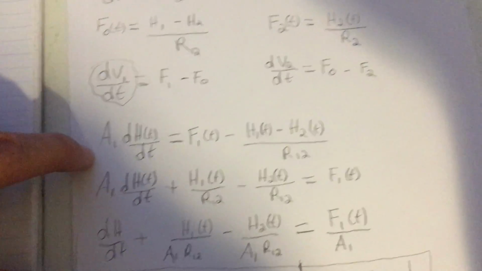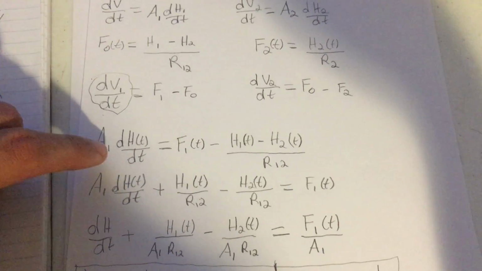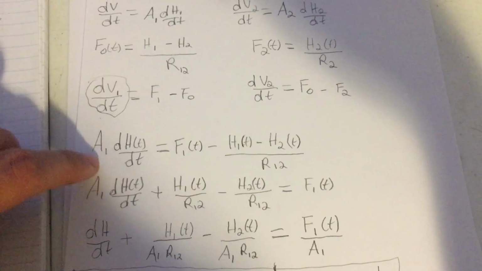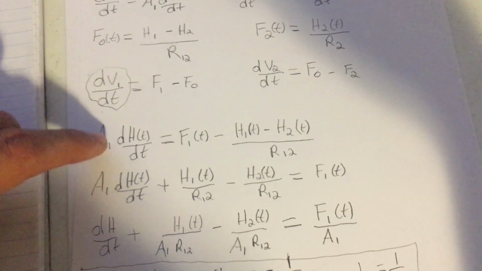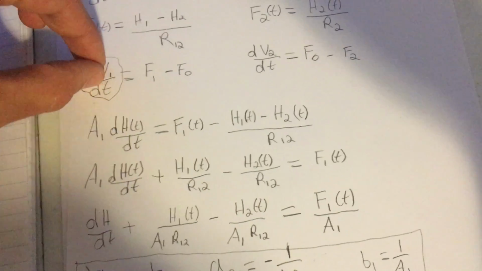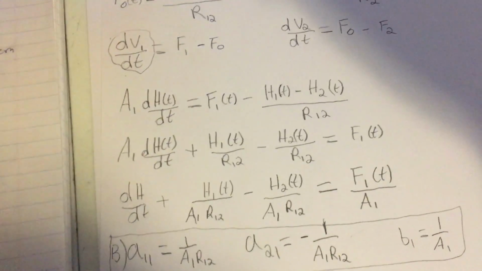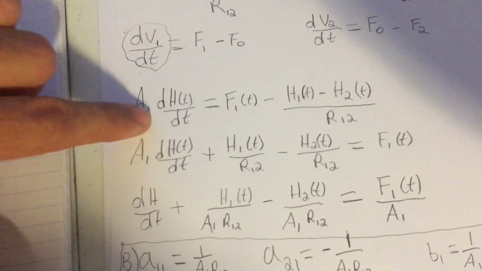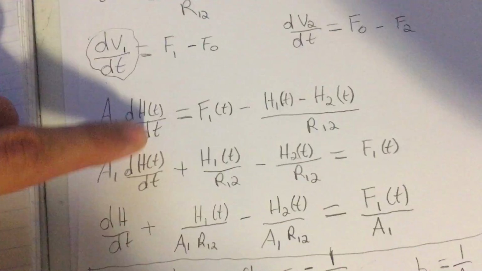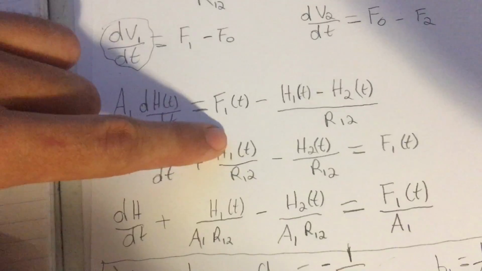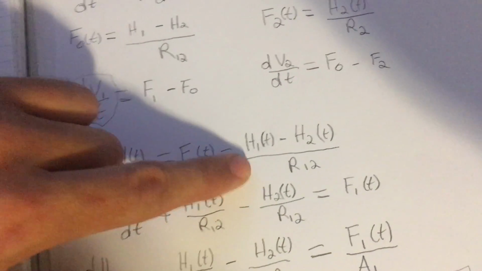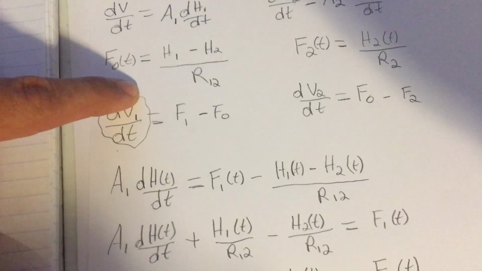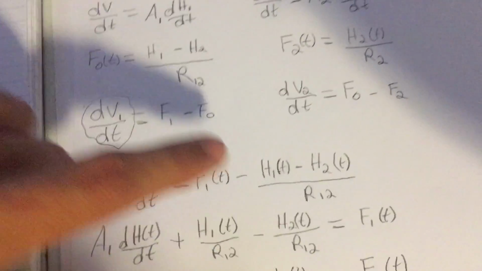Now, moving from this step, we have A1. It's basically we're plugging in values for this formula that we already have. A1 times the change in height over the change in time is equal to the flow rate in, see where that comes from, minus the flow rate out. And this flow rate out is this formula right here. So now you see where this comes from. Okay?